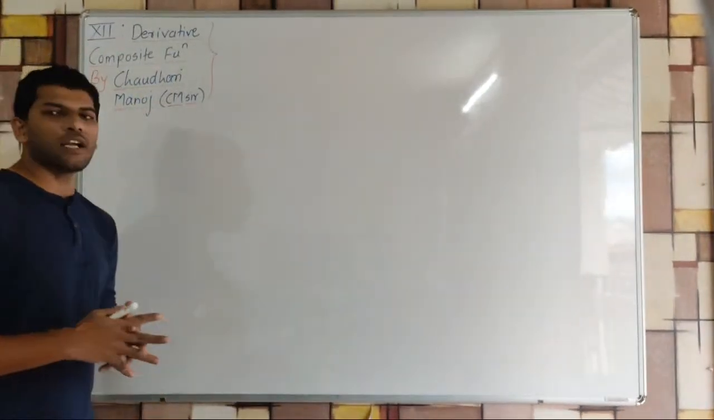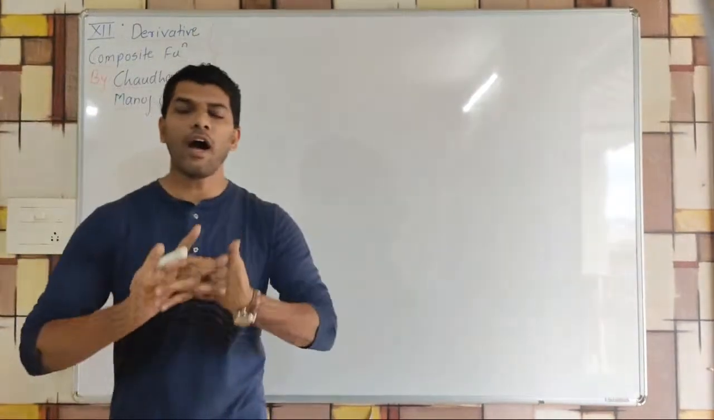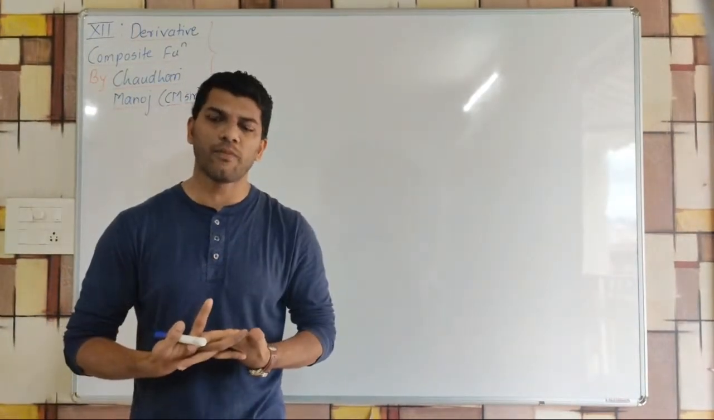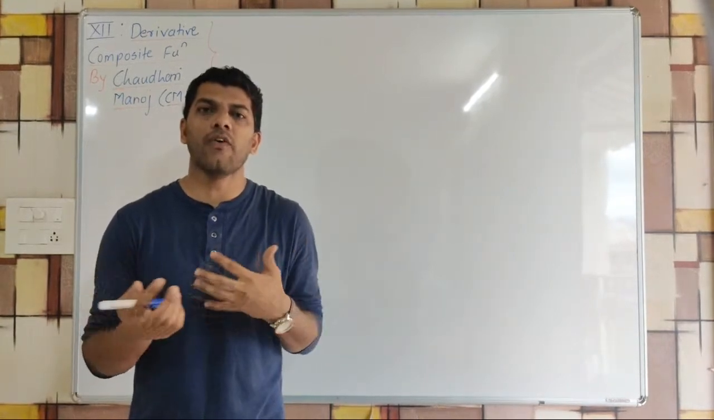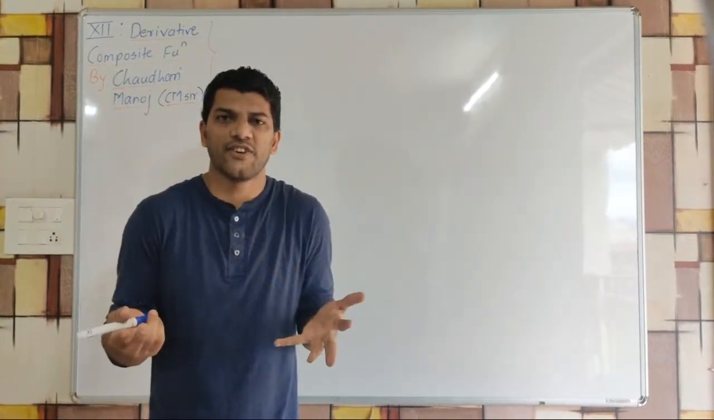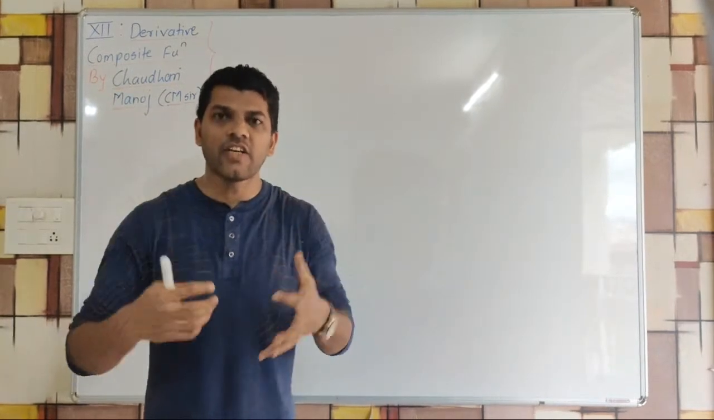Okay, so let me start with the basic thing: how a composite function forms. I'm talking about how a composite function forms, meaning how its birth takes place. So how exactly do composite functions form?